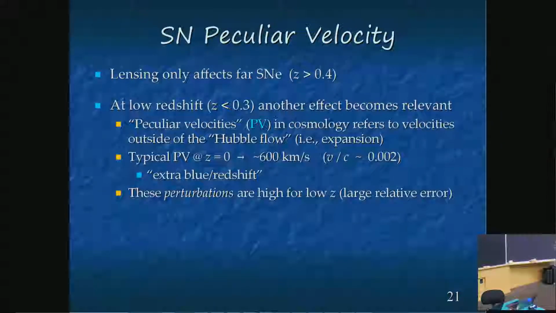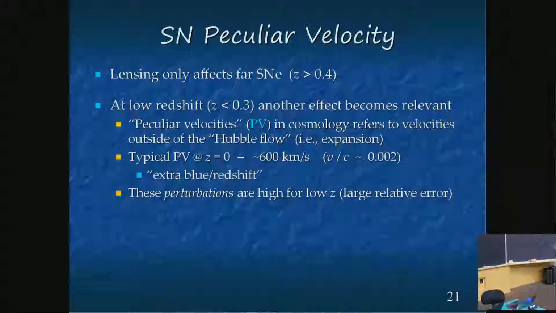So, supernovae and peculiar velocity now. Now I'm no longer talking about lensing. Lensing only affects far away supernovae, let's say beyond 0.4, because of the lensing kernel. At low redshift, let's say up to 0.3, although this is not a hard limit, there's another effect that becomes relevant, which is the peculiar velocity effect. In cosmology, anything which is outside the Hubble flow is what we call peculiar velocity. The typical peculiar velocity at redshift 0 is around 600 kilometers per second, which means v over c of 2×10⁻³. This would be an extra blue or red shift on top of your data.